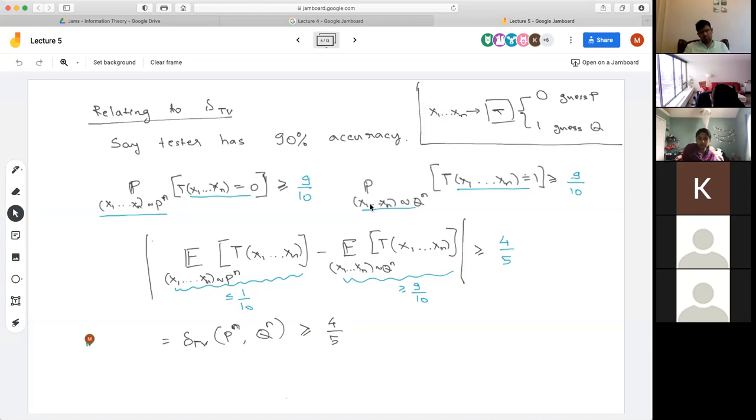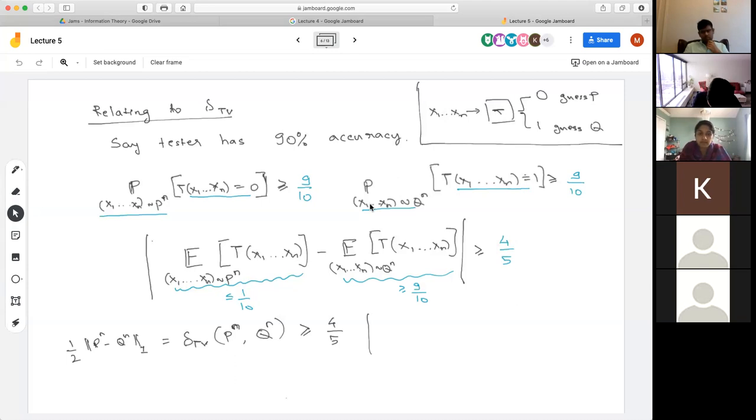You can also think of the L1 distance. Now, before we go any further with this, so this is a necessary condition: no matter what tester you have, the L1 distance between P to the n and Q to the n, or half of the L1 distance, must be at least 4/5. Okay. And when n is 1, what does it look like? Let's at least check that some lower bound on n is required.